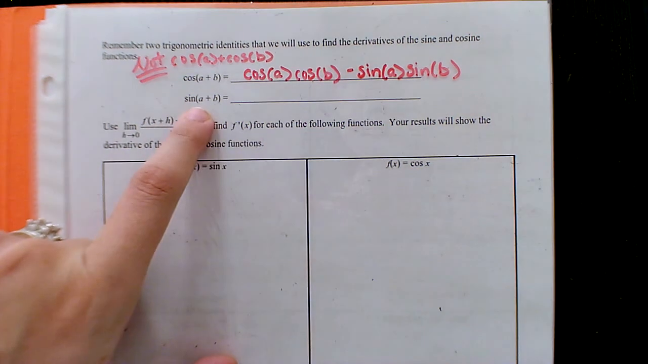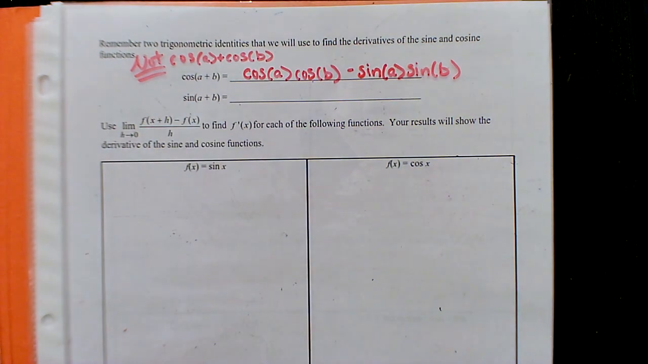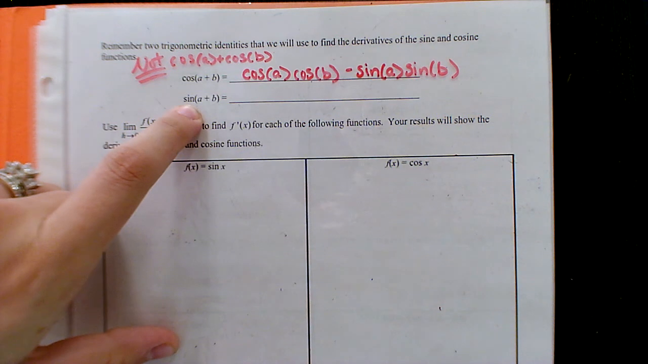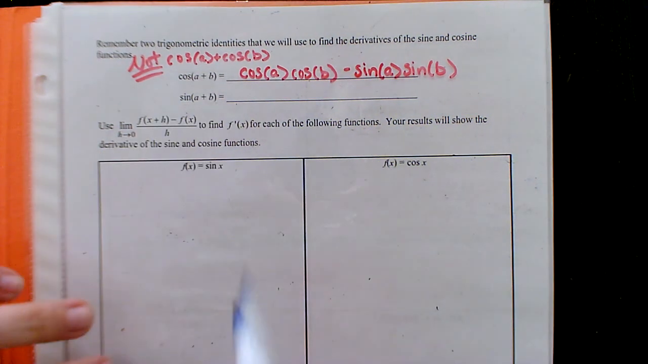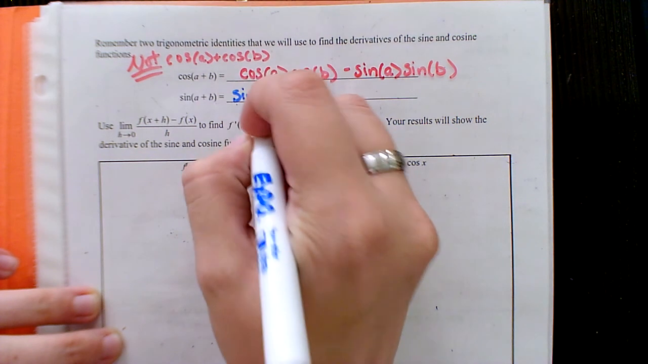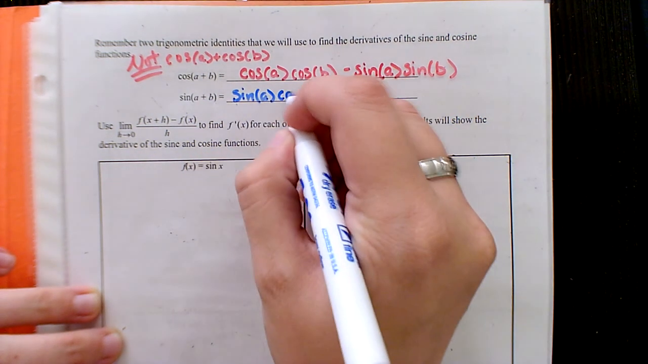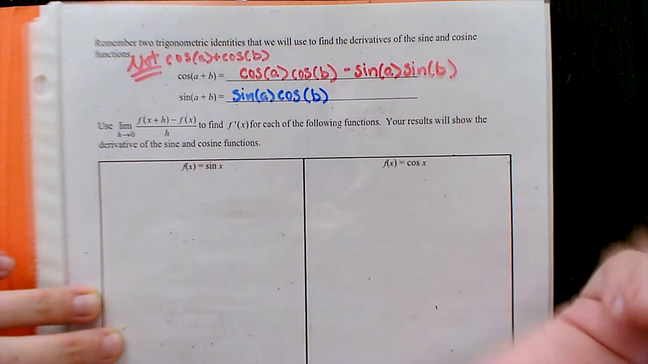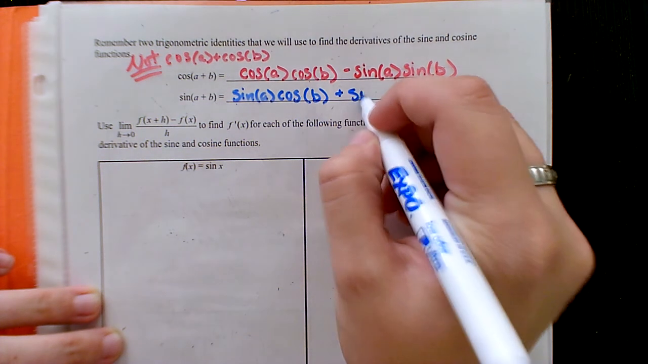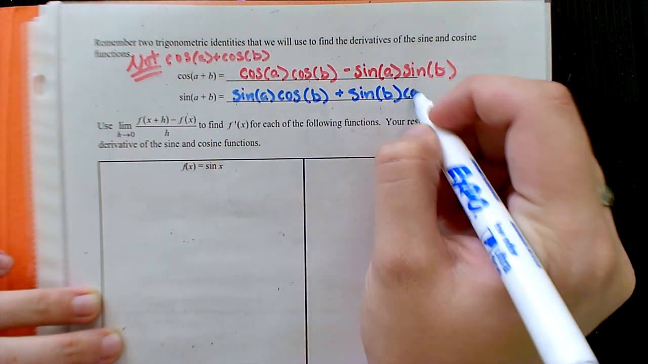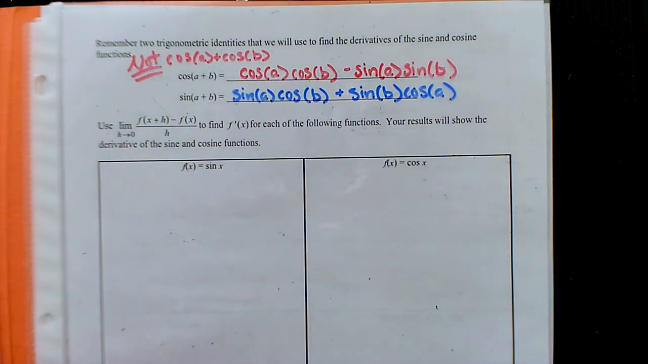The sine identity is fairly similar, but again, this is not sine of A plus sine of B. You don't distribute. It doesn't work that way, unfortunately. This would be sine of the A quantity times cosine of the B quantity plus sine of B times cosine of A. Does this look familiar from last year? Maybe, maybe not. I see some yeses, some nos, that's okay.